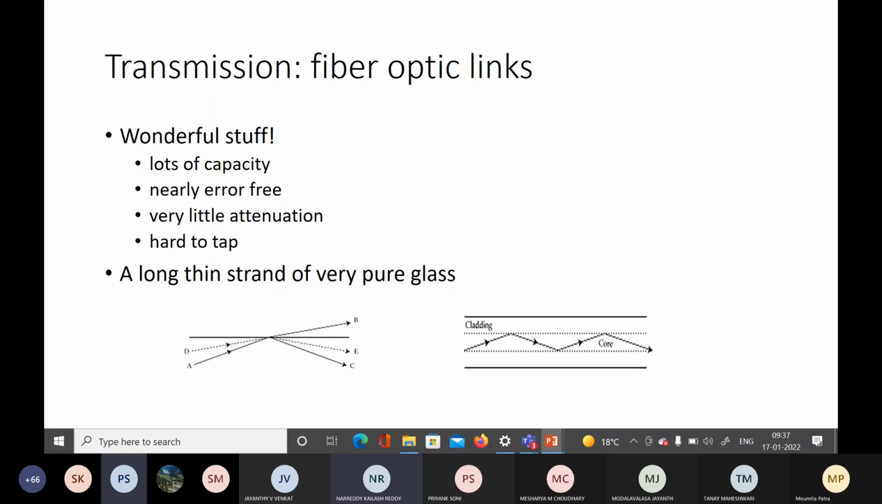Total internal reflection. Yes, can anybody tell me how it works? When the angle of incidence is more than a certain angle, then it reflects back into the same medium. What is this certain angle? Critical angle. Yes. Who said critical angle? Can you define critical angle? Just the basics: what is critical angle, and why is it needed?